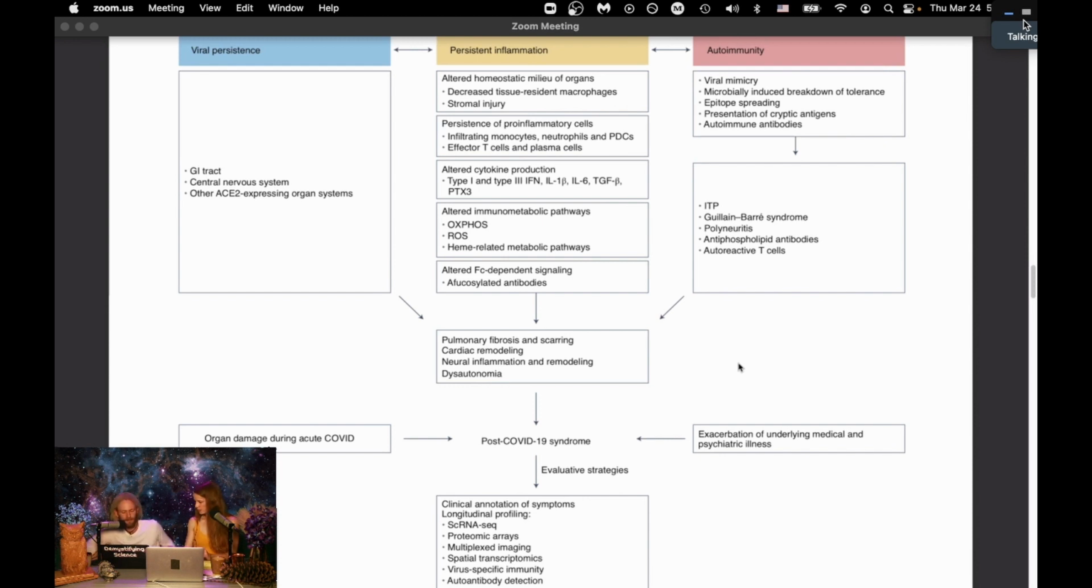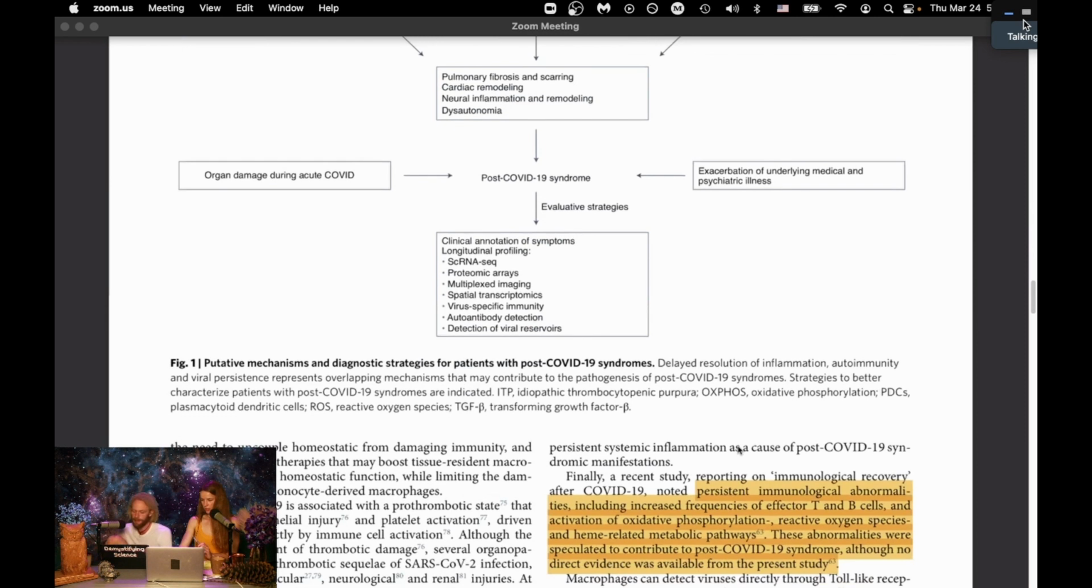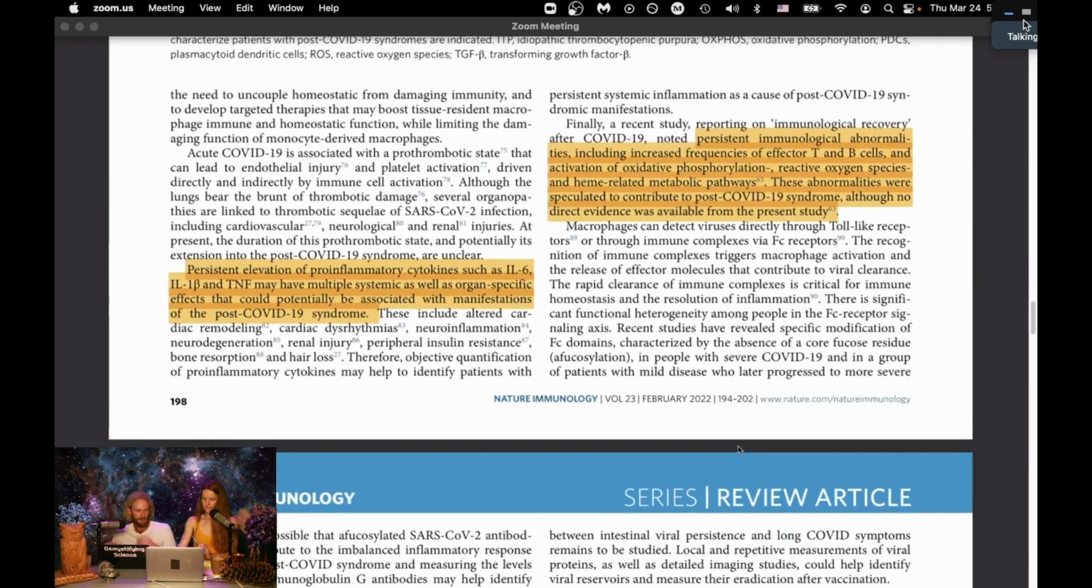Where are you reading this? From the text. Each one has its own citation for how those immune markers are involved. Sure, where are you in the text? Oh, sorry, page 198, right there. You highlighted it too. Right, okay.